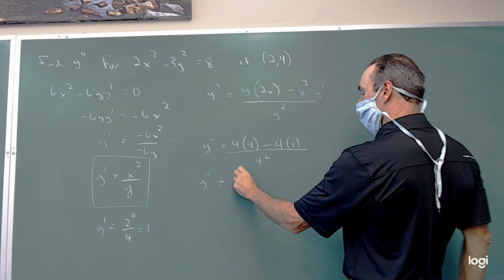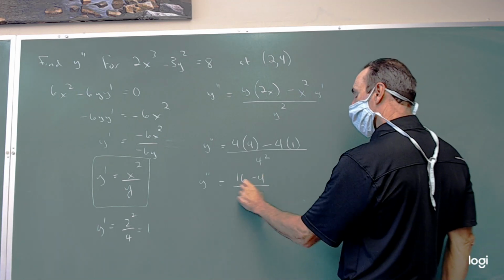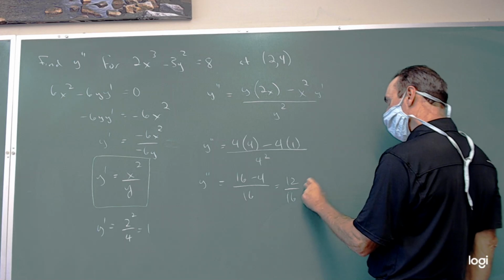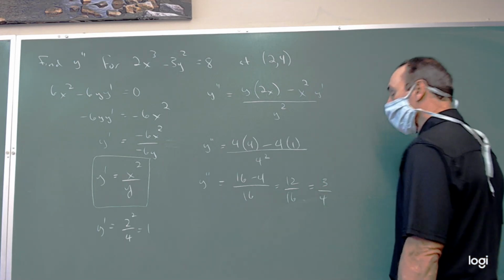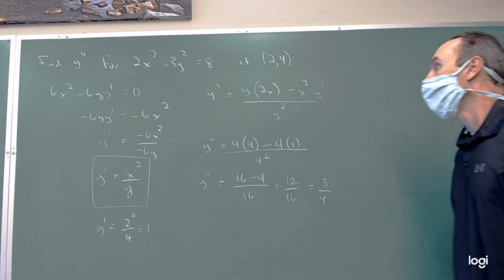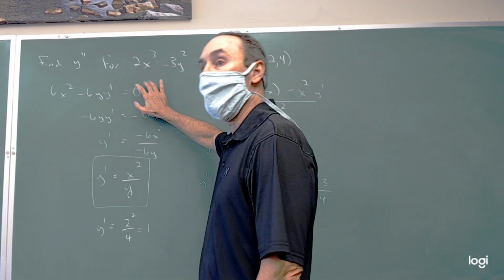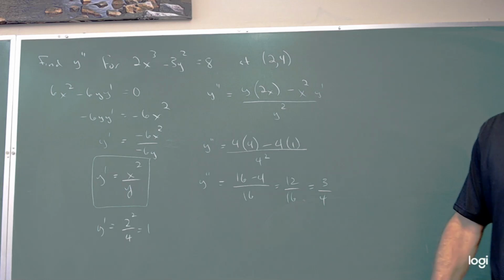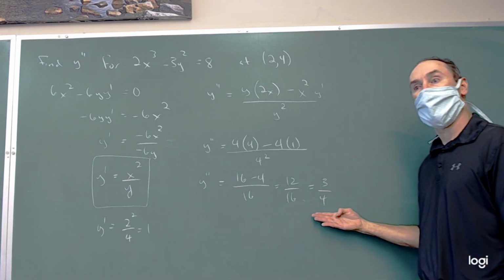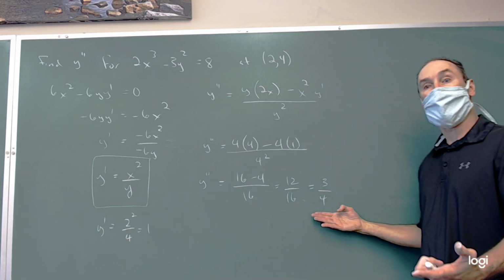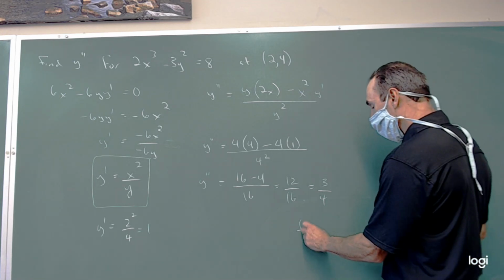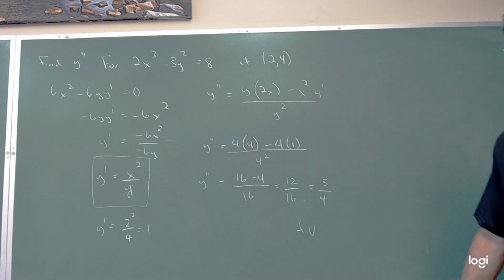So that looks like 16 minus 4 over 16, which is going to be 3/4. So one question that might be asked is, is this curve concave up or concave down at the point (2, 4)? To which you would say concave up, because f double prime, the second derivative, is positive. So we could answer the question about concavity.